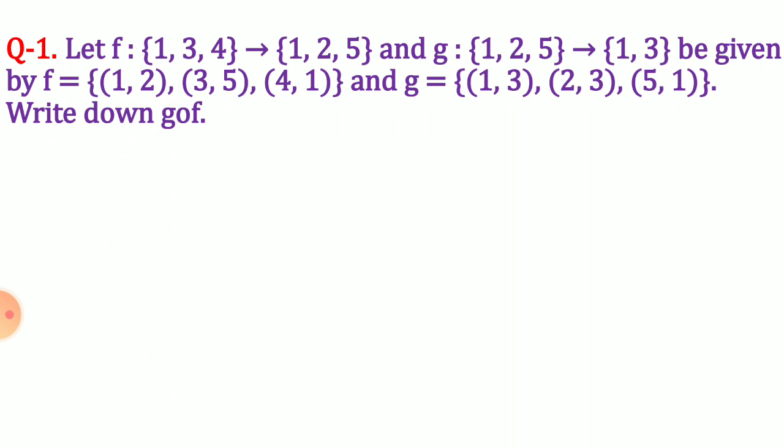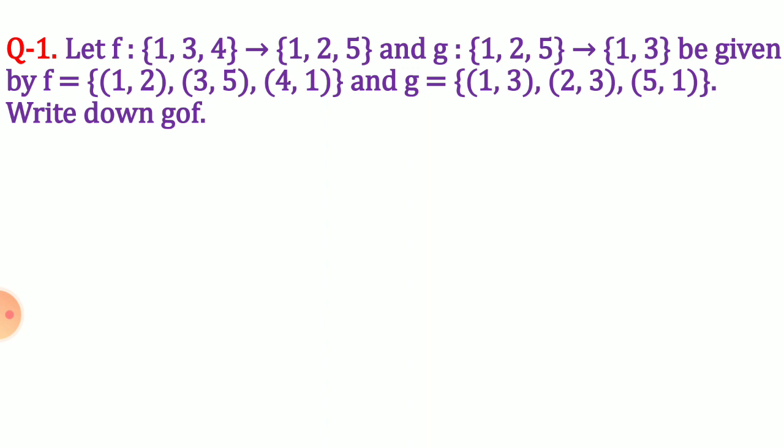Let function f from set {1, 3, 4} to set {1, 2, 5} and function g from set {1, 2, 5} to set {1, 3} be given by f = {(1, 2), (3, 5), (4, 1)} and g = {(1, 3), (2, 3), (5, 1)}. So write down g composition f.